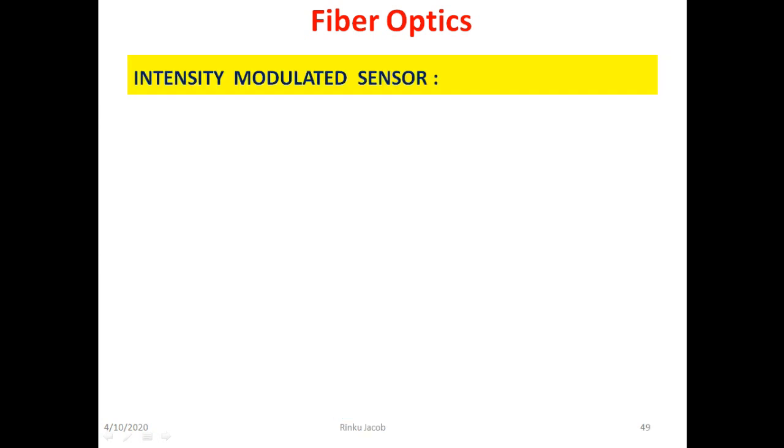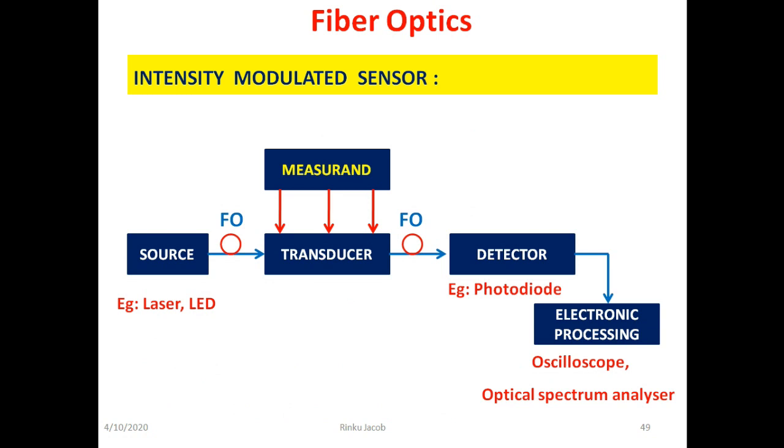Now we discuss the intensity modulated sensor. This is the block diagram of the intensity modulated sensor. Here the optic fiber is used as a channel to carry light into and out of the transducer that measures the measurement. So we say here optic fiber is used as an extrinsic sensor.